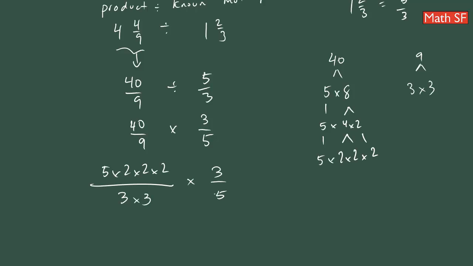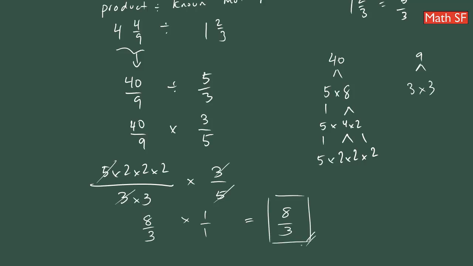So now let's simplify. So there is a 3 here that cancels with this 3, there's this 5, and this 5, they go away. Now what are we left with? We're left with 2 times 2 times 2, which is 8 over 3 times 1 over 1. Let's multiply. 8 times 1 is 8, 3 times 1 is 3, therefore that's your answer.